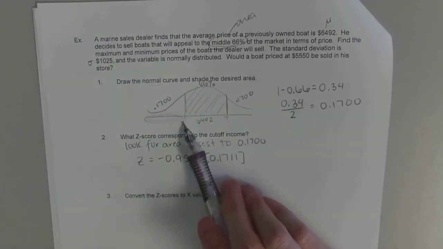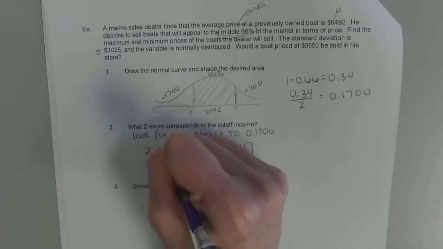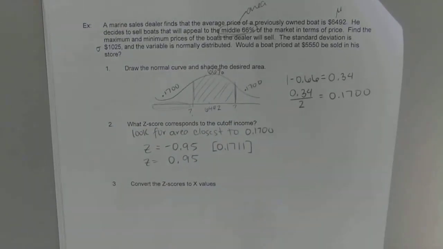But that's just our bottom z. What's our top z going to be? Just regular. You got it. Just regular 0.95. So even though we have to find 2, you're really only finding 1 and making the other one the positive version of it. So if there's 66% in the middle and the whole graph represents 100%, then that leaves 34% for the tails, or 17% for one tail. Remember, the percents are area, so we changed them to a decimal, and we saw how close to 1,700 we could get, which was 1,711.